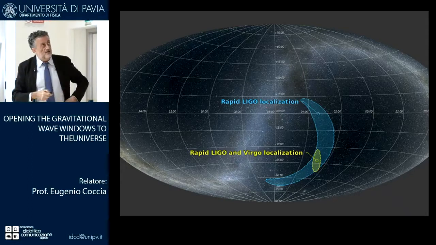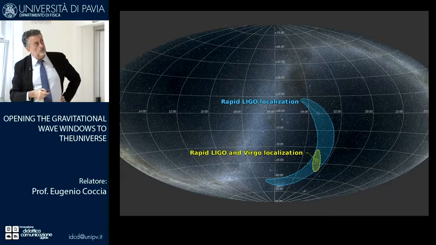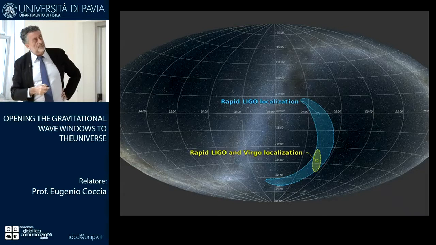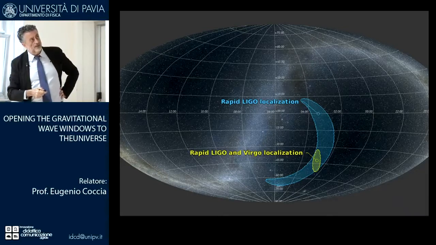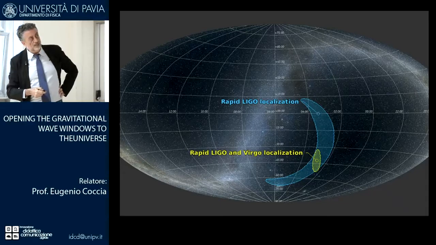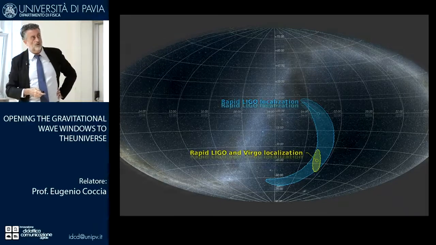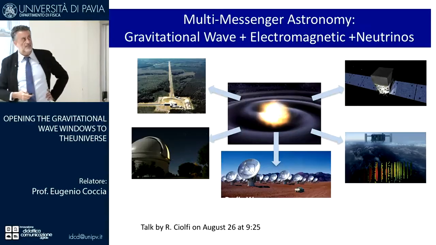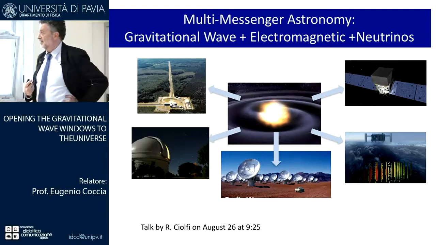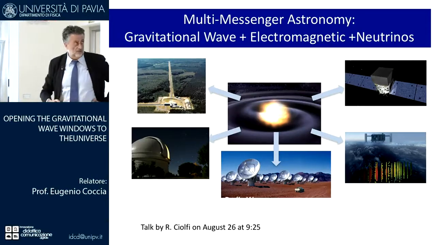In fact, if we use only the two LIGO, you see that this is the sky map. The position is quite indeterminate, while with Virgo, this is more certain. And this is the gain that we have with Virgo.